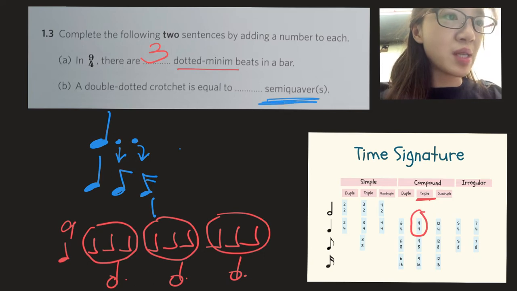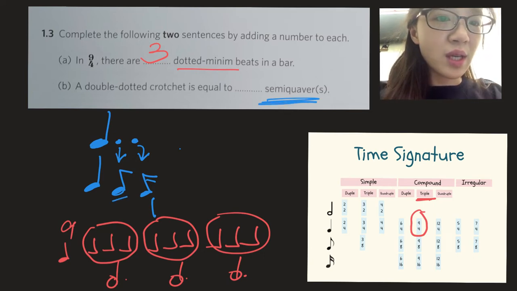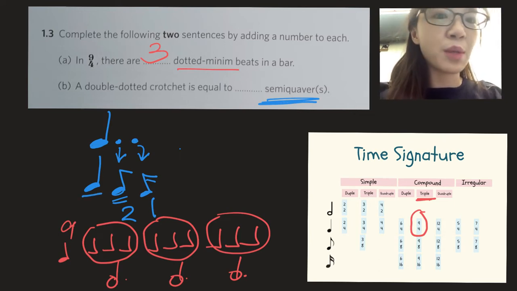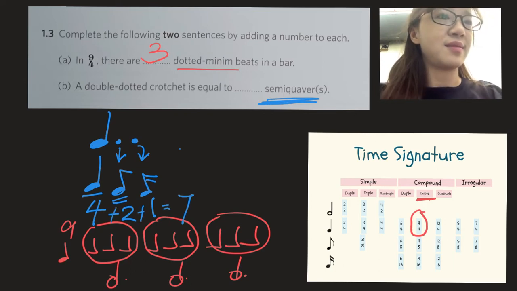How many semiquavers do we need? And this one, there are 2 semiquavers, and 1 crochet has 4 semiquavers. So 4 plus 2 plus 1, it gives you 7.